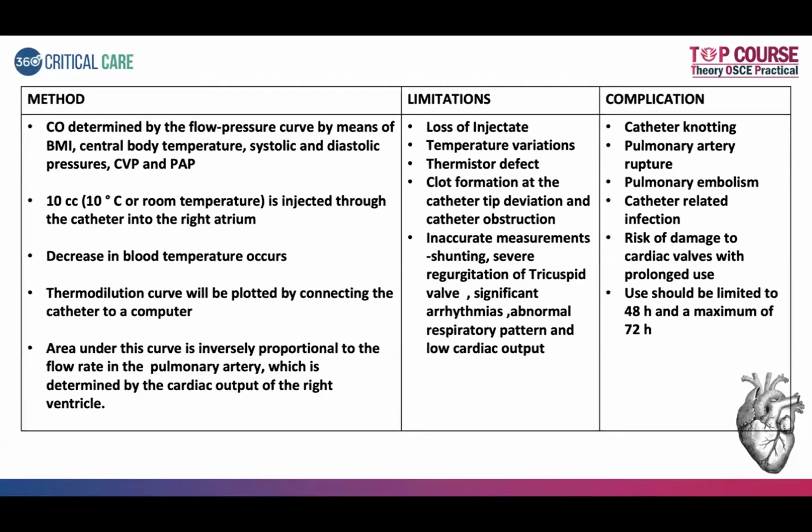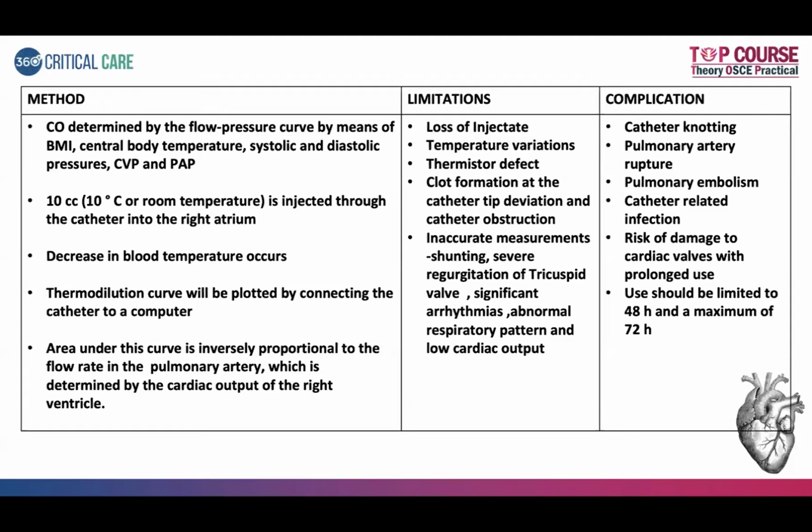So a thermodilution curve will be plotted by connecting the catheter to a computer. Thermodilution is nothing but the change in temperature of the blood when you give a cold saline as it passes across the heart. That's all. So whichever thermodilution curve you are getting, the area under this curve is inversely proportional to the flow rate in the pulmonary artery, which is determined by the cardiac output of the right ventricle.